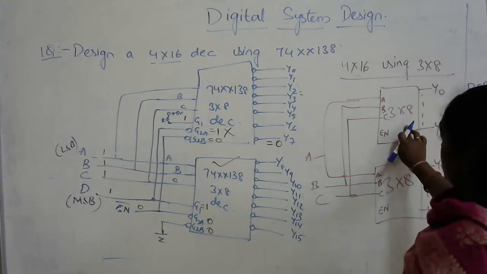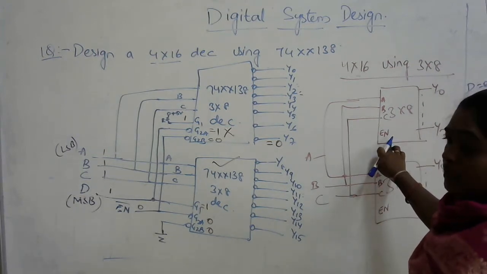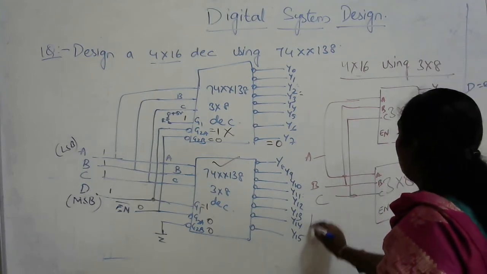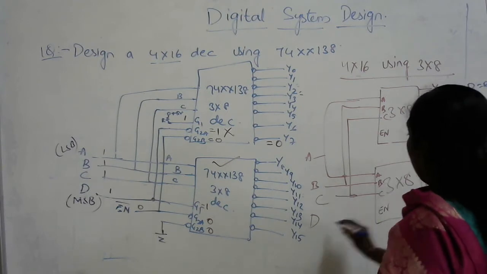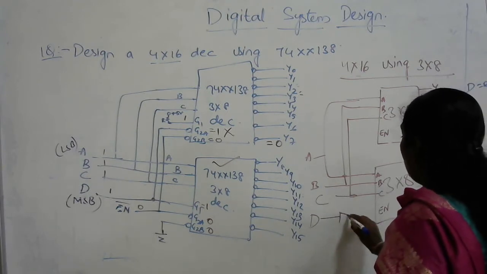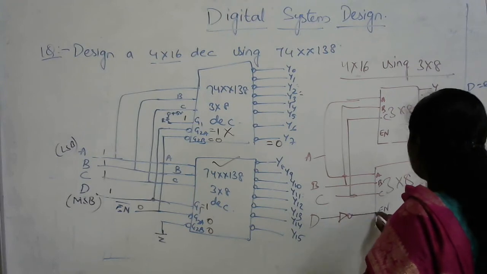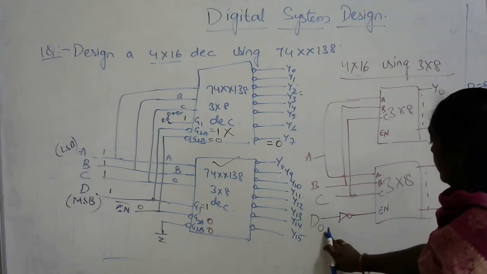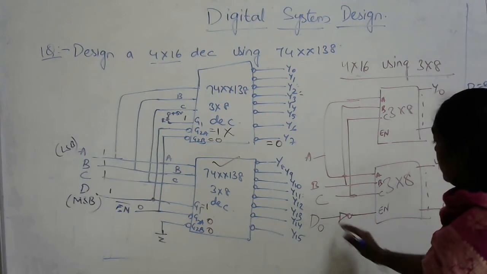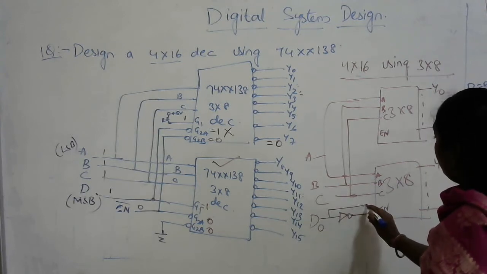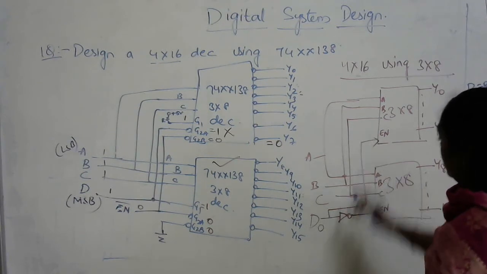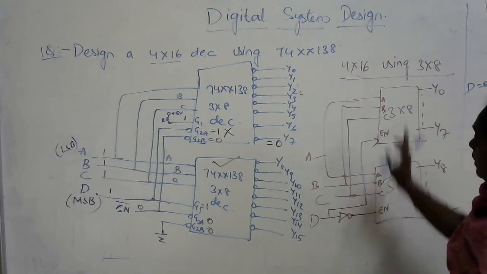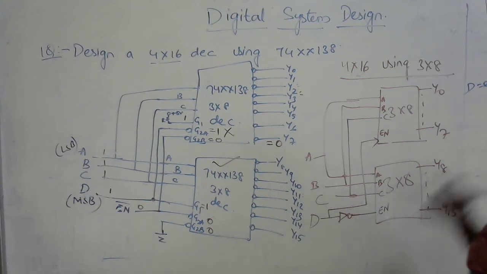But in order to function this IC, this enable should be equivalent to 0. So what I am doing over here is I am taking one more input, which is nothing but D, and from this D I am giving through a NOT gate, and this NOT gate is connected towards the second input. Now let me take if D is 0. If D is 0, this enable is 1. Similarly, I am connecting this D. One enable pin is directly given to the first decoder, the second one we are giving through a NOT gate.